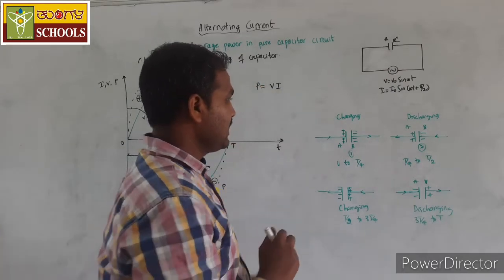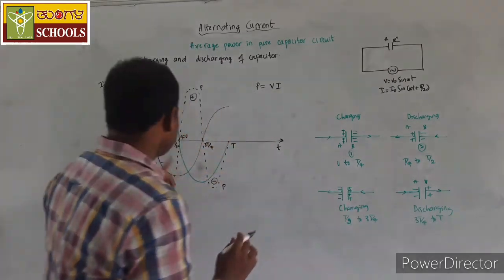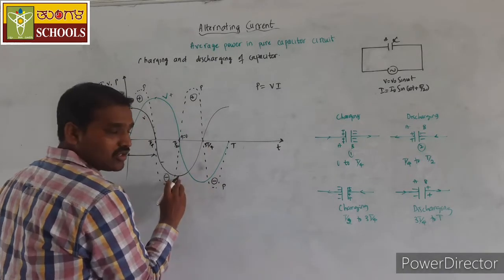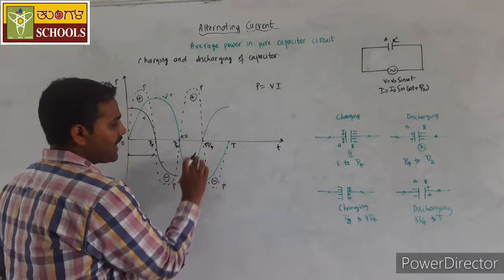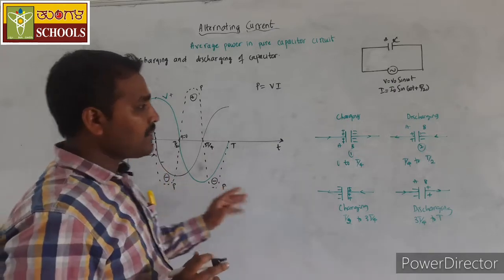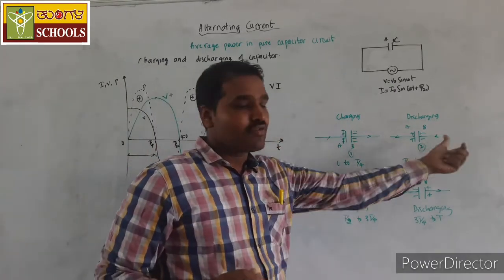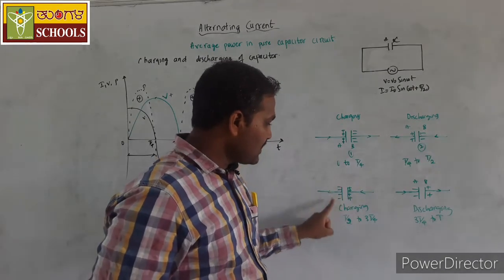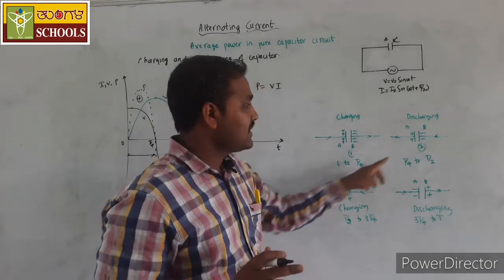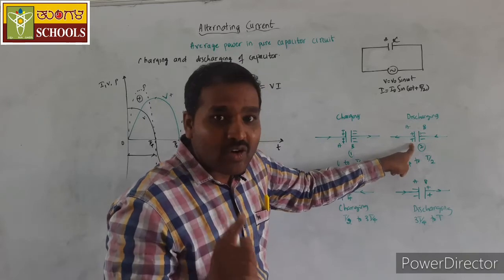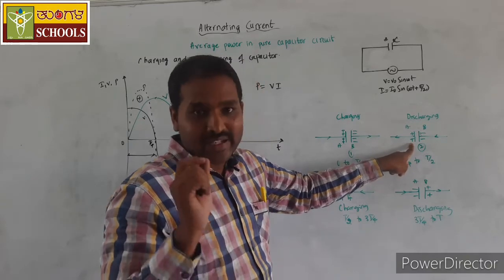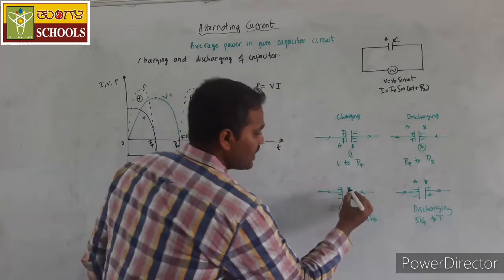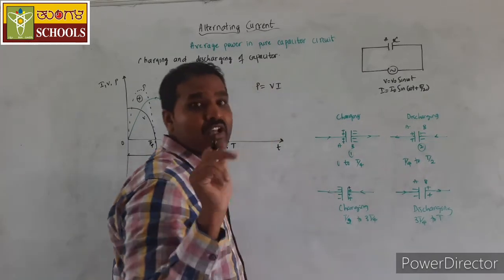Then next, during the third quarter, the direction of the current is the same, but the magnitude of the current is decreasing from maximum to 0. Now what happens is, as the current continues to flow through the capacitor in the same direction, the capacitor gets charged. See here, at the end of the second quarter, the capacitor did not have any charge, but as the current continues to flow, there is development of charge with opposite polarity.